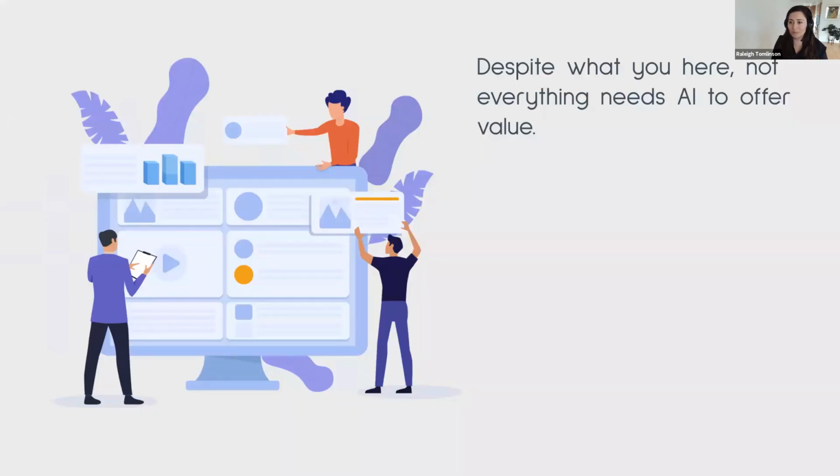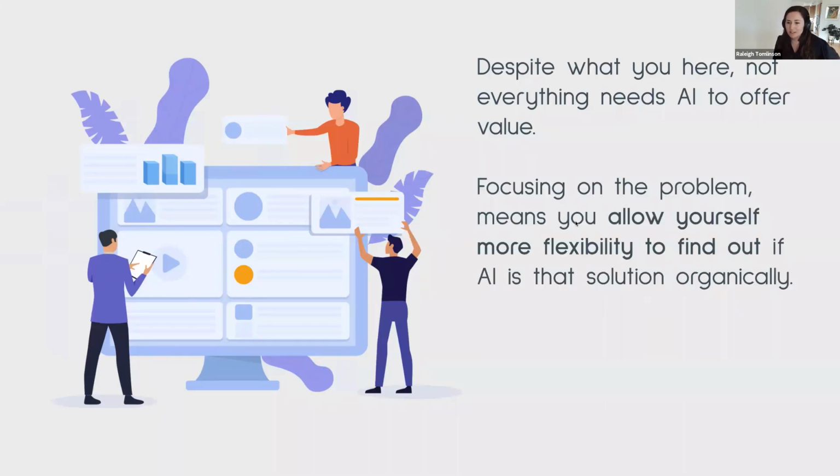So even though that seems really straightforward, I'm sure it took them a long time to find those exact feature sets that worked for their product. And despite what you hear, not everything needs AI to have value. Focusing on the problem means you allow yourself more flexibility to find out if AI is the solution organically.